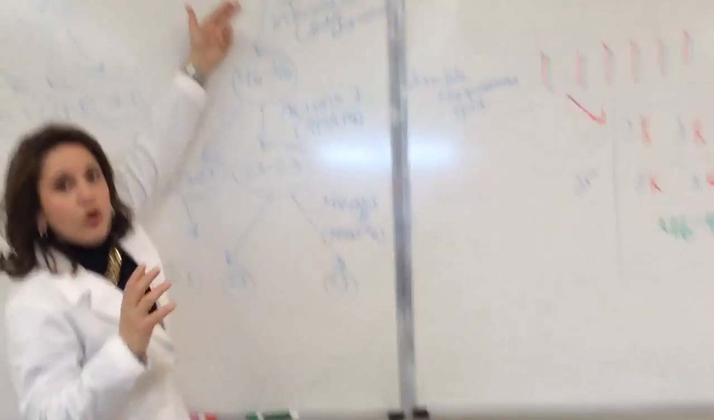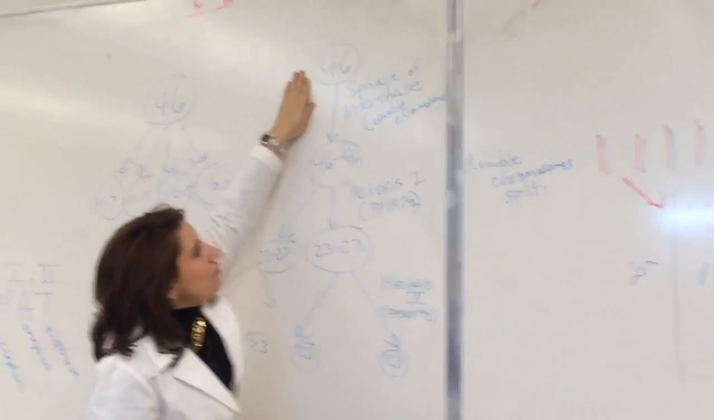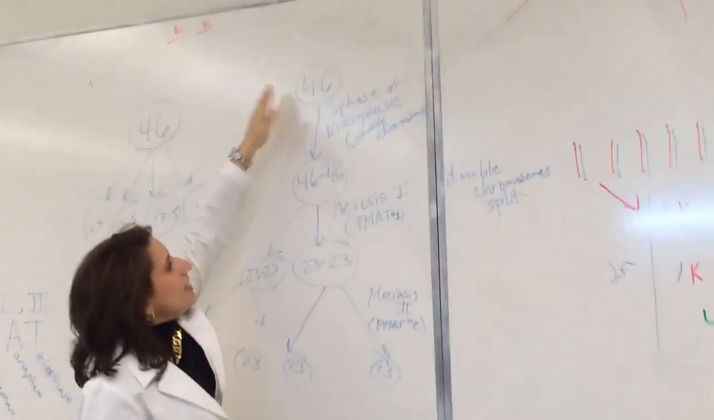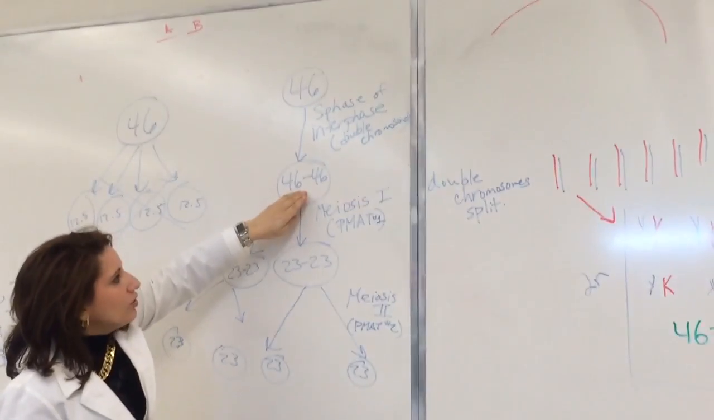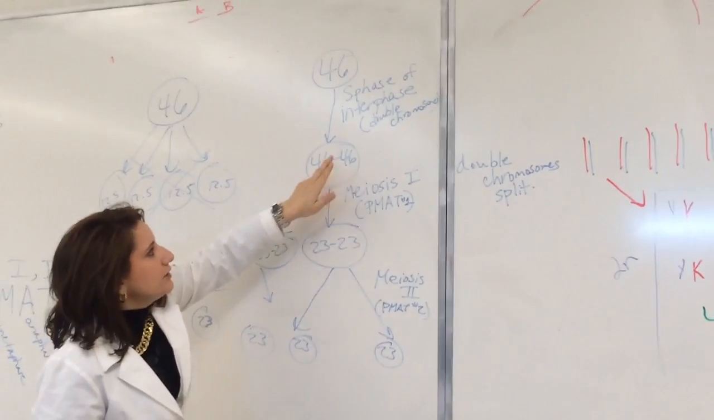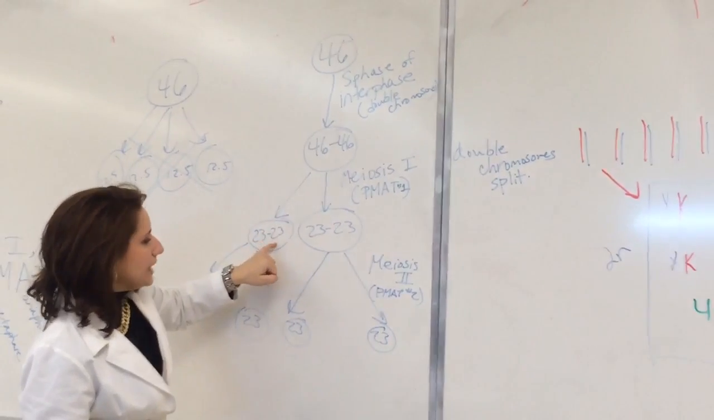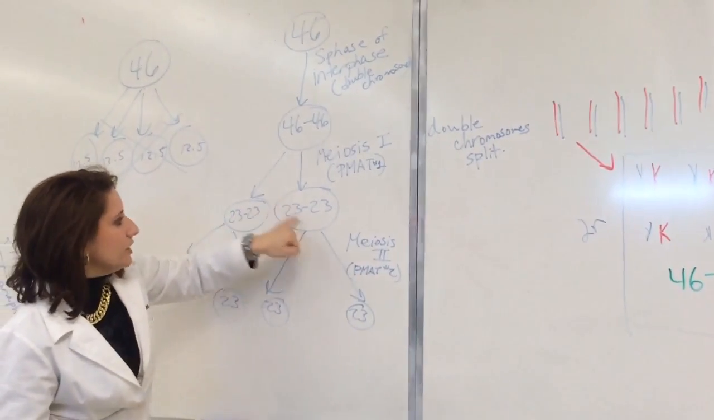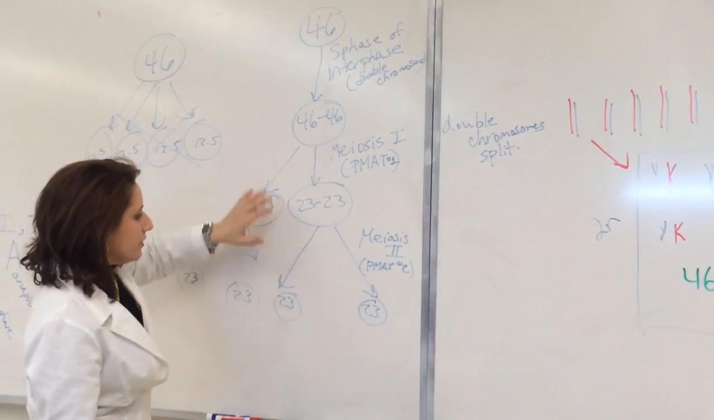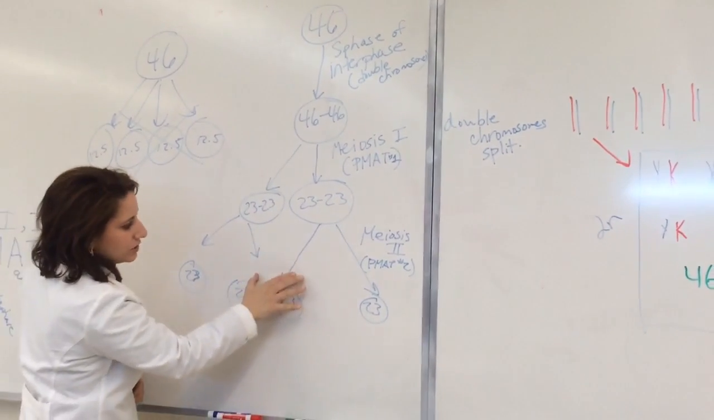If this is oogenesis, this is the oogonium, 46. Then primary oocyte, 46 and 46. Now, meiosis 1, secondary oocyte, 23, 23, 23, 23. Then here, this is meiosis 2.